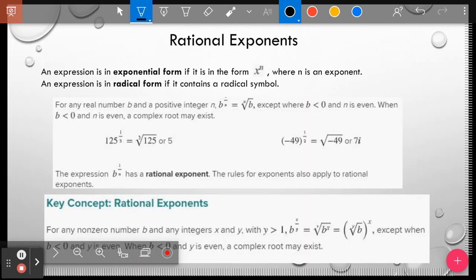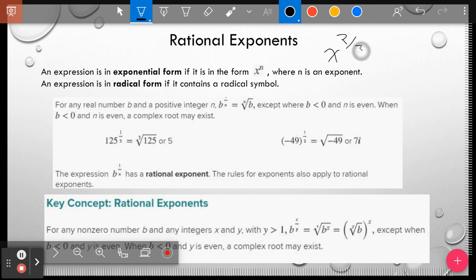Rational exponents. You've got to be able to go both ways. If it's in exponential form, then we're going to write it in radical form. And if it's in radical form, then we're going to write it in exponential form. So 125 to the 1/3 power, 3 goes with the radical sign. With a rational exponent, the bottom number in the fraction goes with the index. The top number is the exponent.